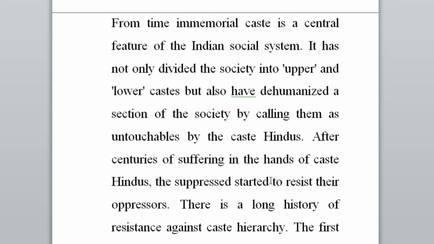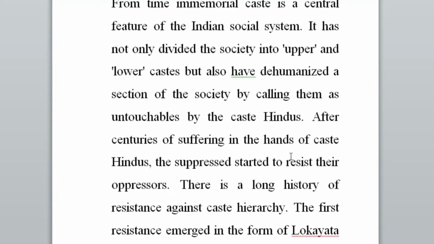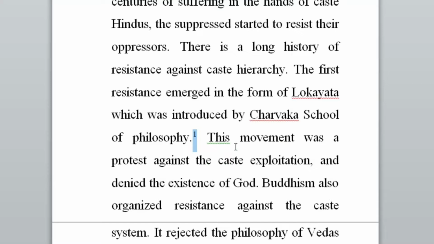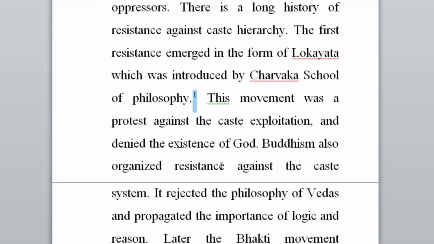The reference of Charvak has come. The Charvak school of philosophy, which is old, which is not new. And you will find that this one is a footnote. So we will find out what that footnote is. So this movement was a protest against the caste exploitation and denied the existence of God. And then the reference of Buddhism is coming. So the student is trying to write it in a historical perspective.